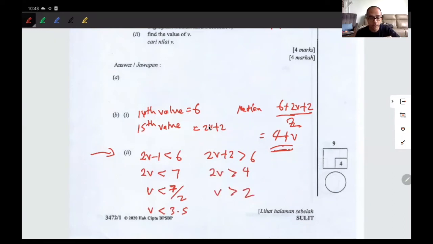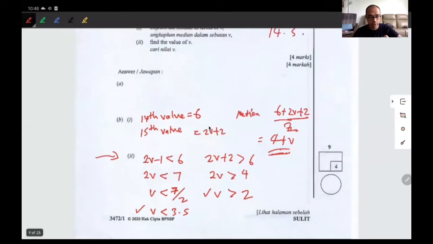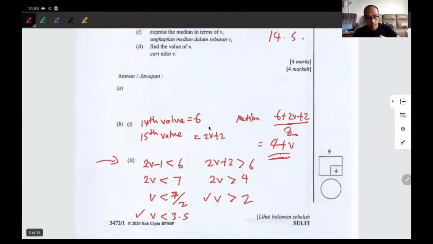Okay, now take a look at this situation and this situation. v is a number that is more than 2, but is less than 3.5, and it must be an integer. So the only logical answer will be v equals 3. The only integer after 2 and less than 3.5 is 3.